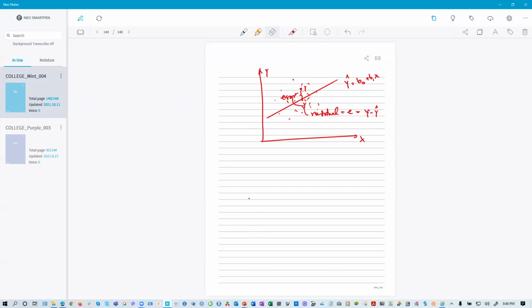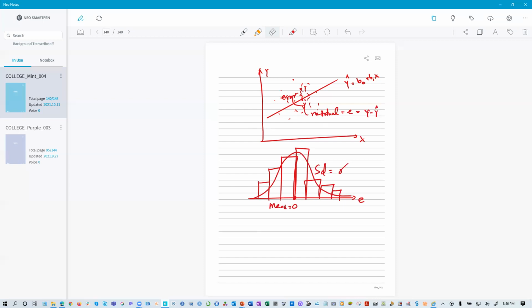And if you draw the histogram for error and get the smooth curve on that one, its mean would be 0, and the standard deviation would be sigma, or the variance would be sigma squared. They would be the same for every error. So if you get these values, how do you standardize?